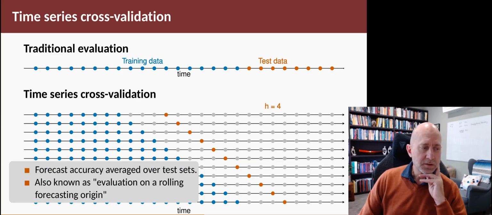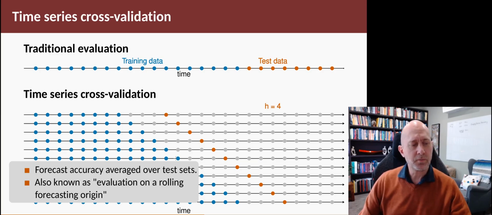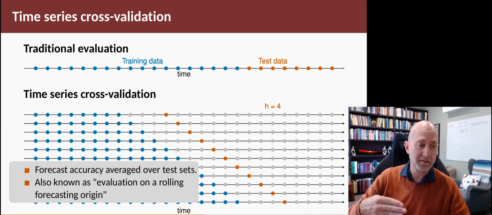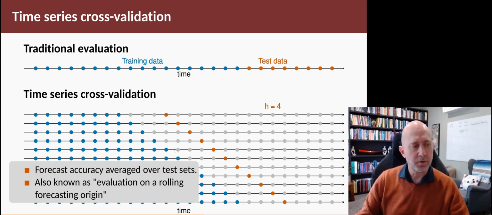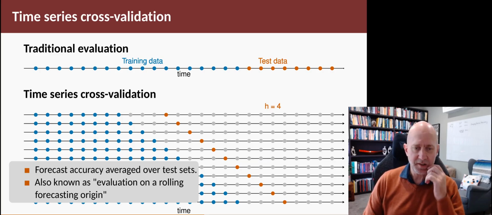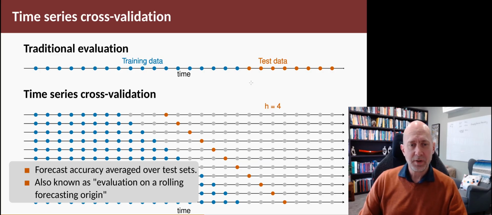So this is called time series cross-validation, sometimes also known as evaluation on a rolling forecast origin, because the origin, which is the point at which you're jumping off, the end of the training set, is rolling forward through the data set. The forecast accuracy is then averaged over all of the test sets, and we get an idea how good the model is. And this is much better than just a single split, because with a single split, you've only got one observation for each of the forecast horizons. Whereas when we do it this way, we have lots of observations for each of the forecast horizons, so we get a much better idea how good the model is at each horizon.